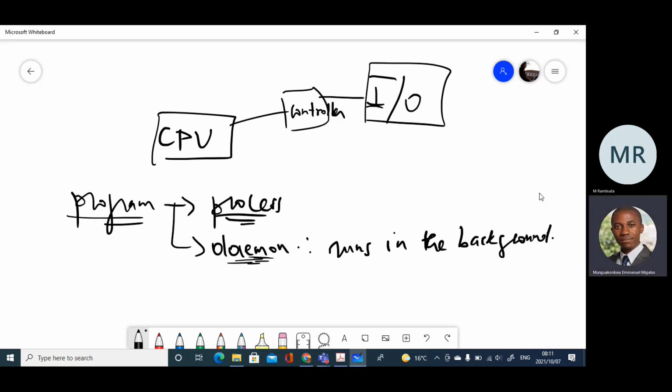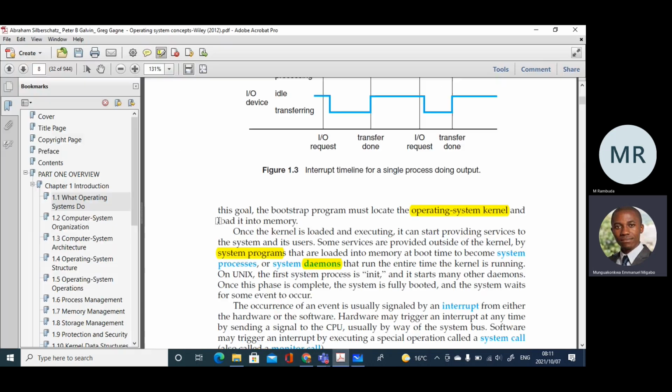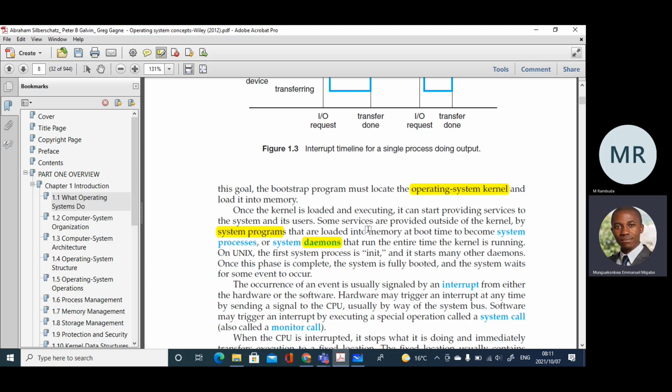And there are plenty of them in many operating systems you are familiar with, such as Windows and so on. You always get, let's say, your antivirus and all of that, those types of programs running in the background. And in the case of Windows, when you go to Task Manager, you see plenty of these daemons running in the background. Okay, processes are actually visible, but daemons are running in the background, and they run the entire time the kernel is running.